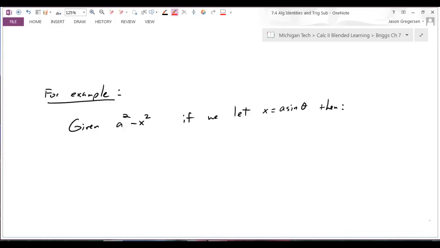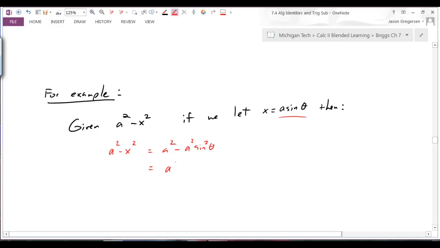If you have something that looks like some number squared minus x squared, and if we make a substitution, if we let x equal a times the sine of theta, for instance, and we just see what happens when we plug that in. We get a squared minus x squared is equal to a squared minus, and I take my x and I square it. What do I get? What happens when I square this thing? A squared sine squared theta.